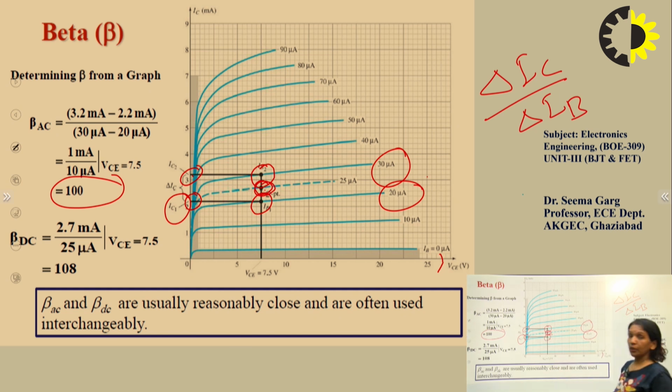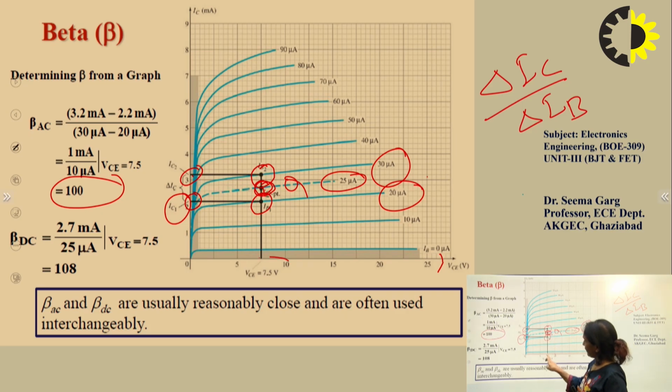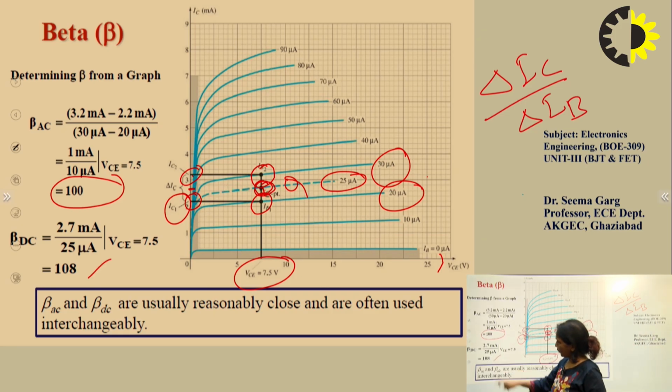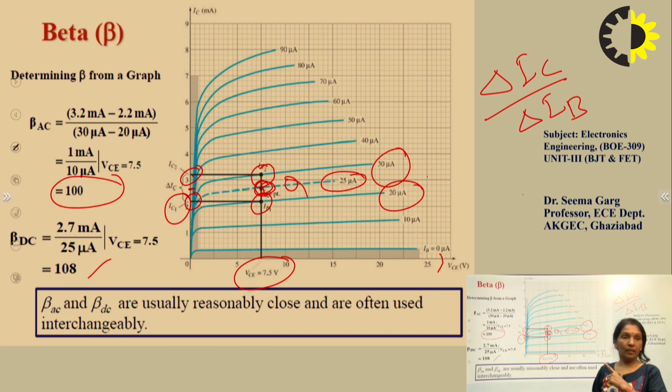Now, if we take the center of these two, that is the Q point, in order to calculate beta DC. At the Q point, IB is equal to 25 microampere and VCE is equal to 7.5, and the corresponding value of IC is roughly 2.7 milliampere. So putting that value here, beta DC comes out to be 108. So what is the conclusion out of this? Beta DC and beta AC are reasonably close, and often they are interchangeable.